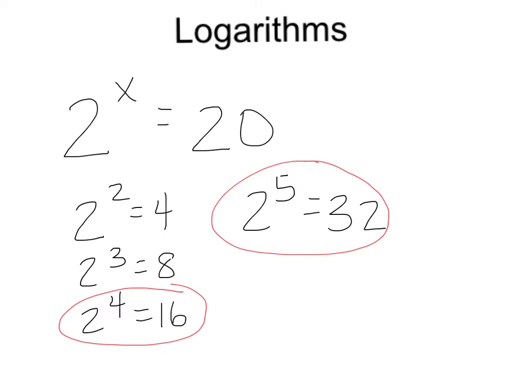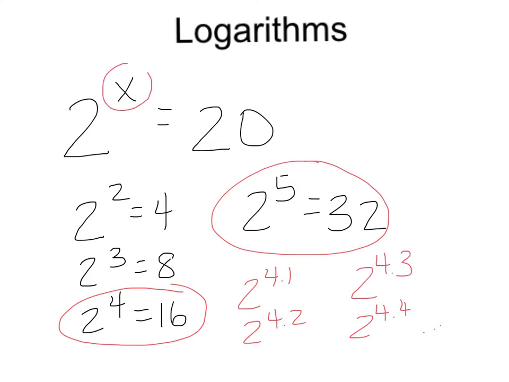So what I can do is use my calculator to help me find decimal approximations, and I can try 2 to the 4.1, 2 to the 4.2, 2 to the 4.3, 2 to the 4.4, and I can just keep going until I get close enough where it rounds to 20. That's a lot of work for us. So we're going to take exponential problems where I don't know the value of my exponent, it's my variable, and I'm going to turn them into logarithms.